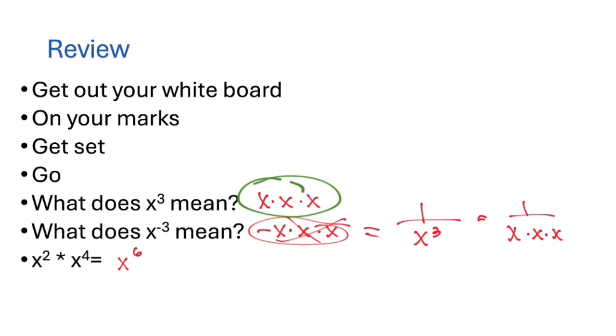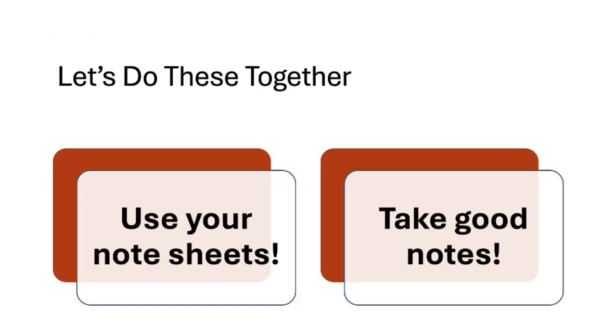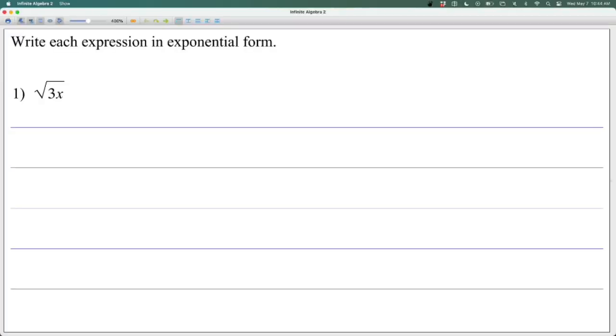Let's see what happens when I do something a little different. Let's see what happens when I make it into fractions. So get out your note sheets. We're going to do this together. Make sure you take really good notes. All right, now I have a square root. Are you with me so far?